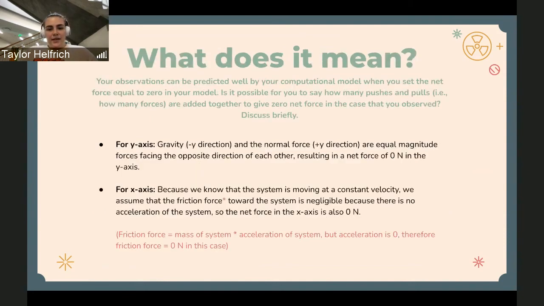And next, the forces that are acting on this problem that add up to 0, we can split by the axes. So for the y-axis, we have gravity in the negative y direction and normal force in the positive y direction, but they're equal in magnitude facing opposite directions, so the resulting force is net 0. And for the x-axis, we know that the object has a constant velocity, so friction force can be negligible in this situation. And since there's no acceleration, the net force in the x-axis is also 0.